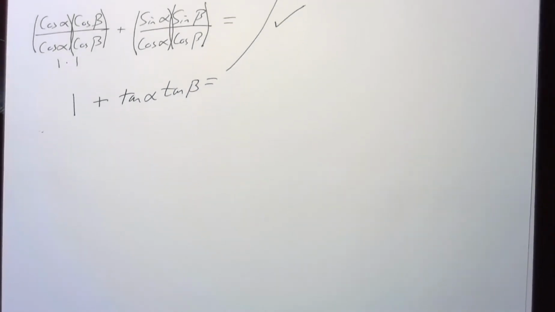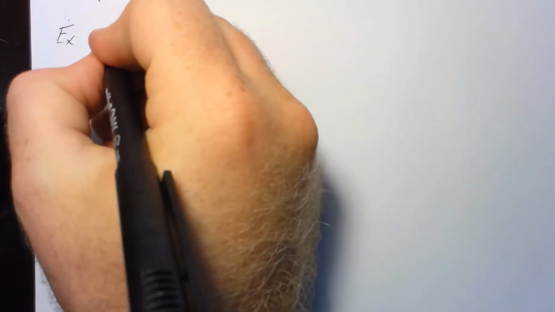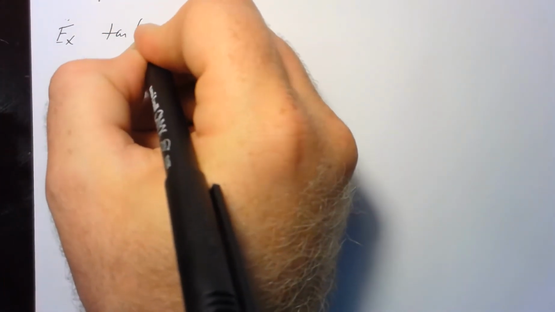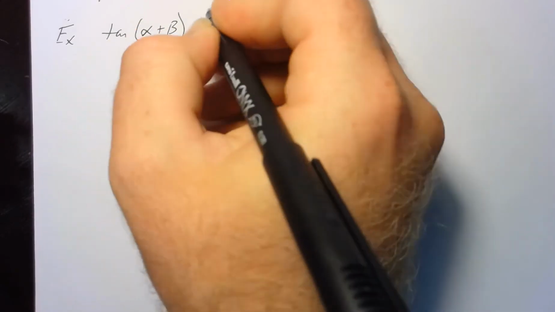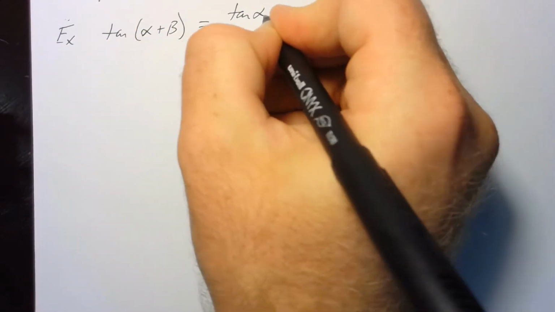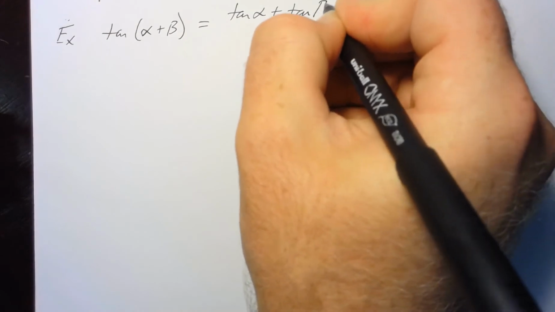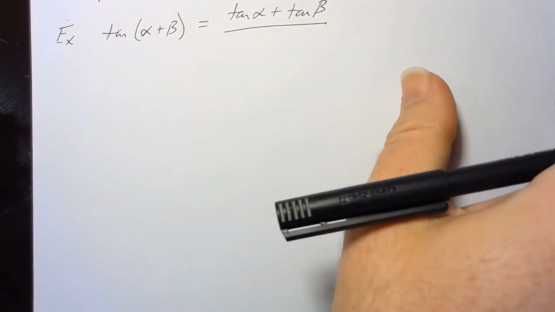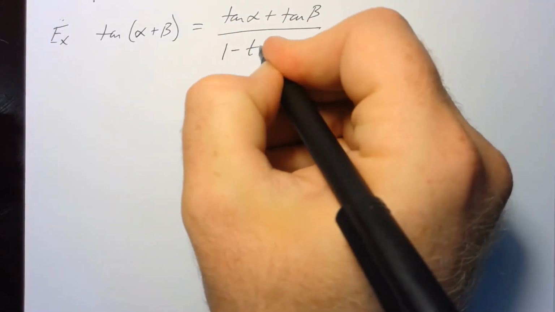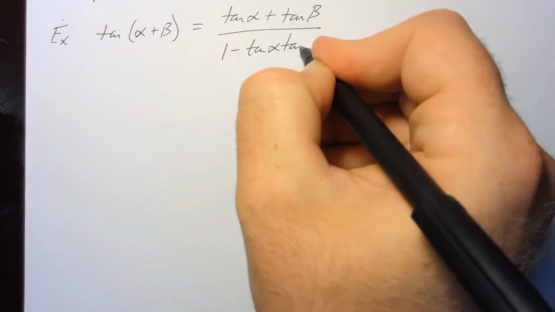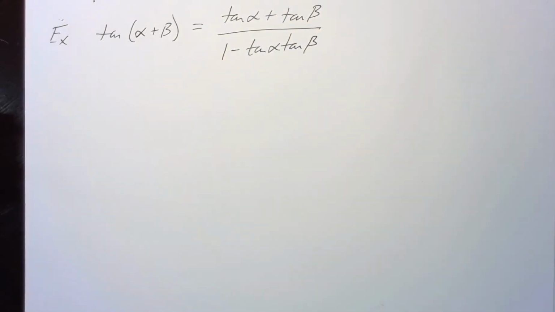Let's take a look at proving another one of the identities that's actually on the identity sheet. Let's look at verifying the tangent of alpha plus beta is equal to the tangent of alpha plus the tangent of beta divided by 1 minus the tangent of alpha tangent of beta. Now this is a relatively hefty problem.